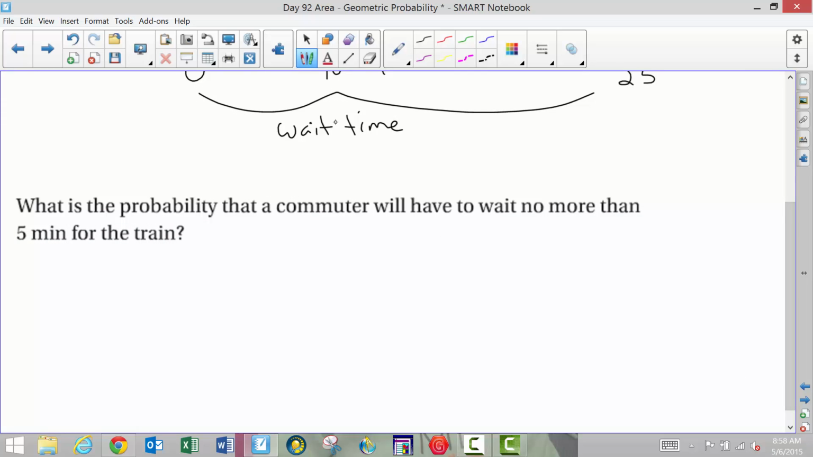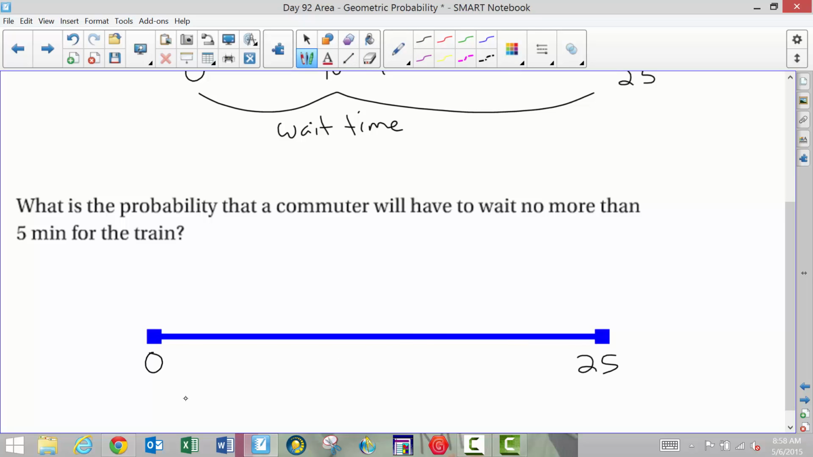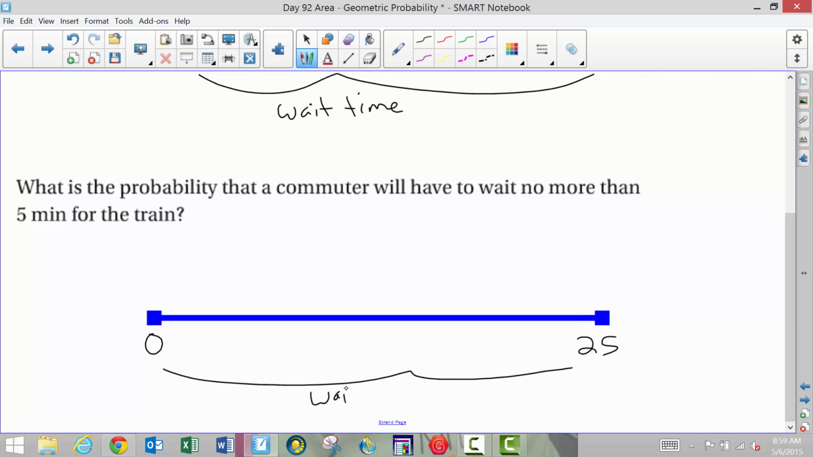Same type of problem. Okay. Commuter is going to wait. Train comes every 25 minutes. So here's our waiting time. You're going to either wait 0 or 25. So again, this represents wait time. What's the chance no more than 5 minutes?